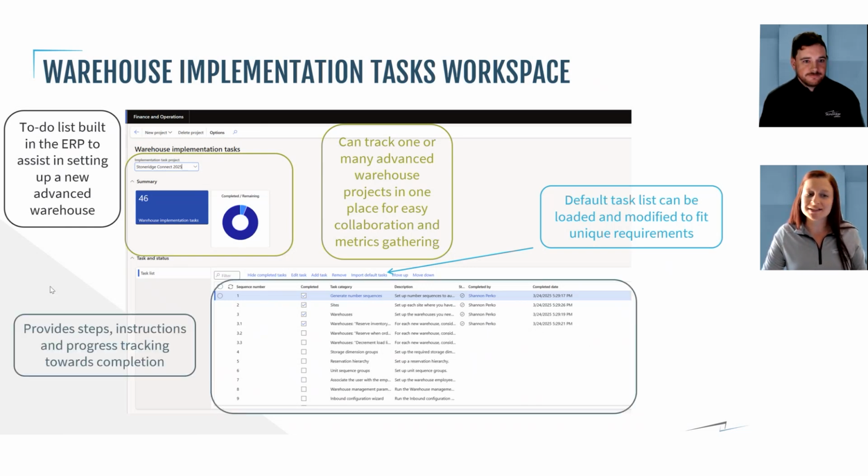Each one of these tasks is going to include instructions and, in a lot of cases, a link to the actual page where you're going to go ahead and set up whatever needs to be completed as part of this task. Multiple people can work on this list and mark their tasks as completed as they go. So again, this is just a great way to track progress and do it right in the ERP where you're actually setting up those new advanced warehouses.